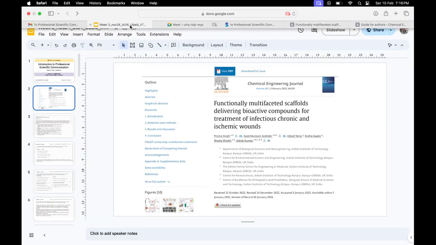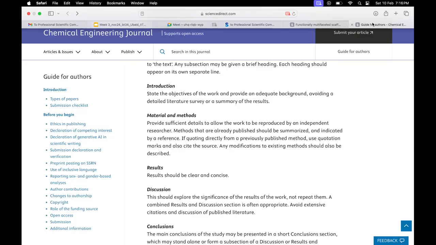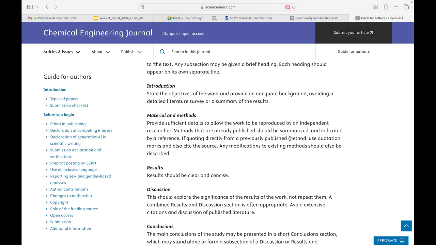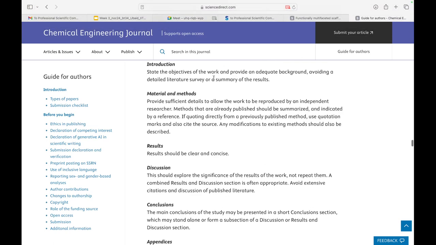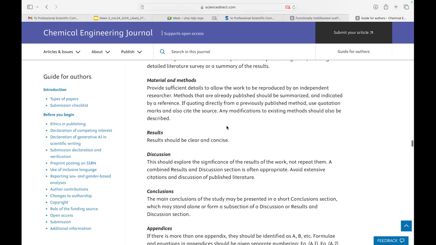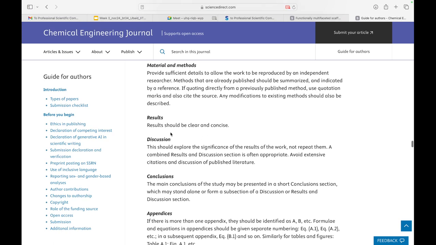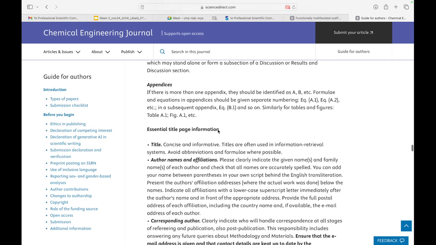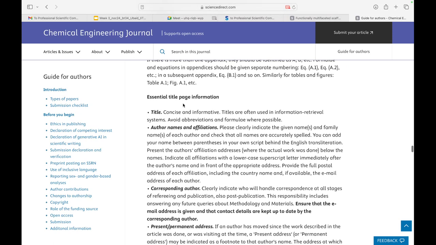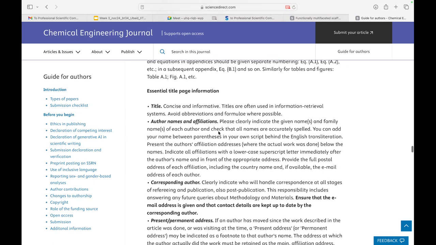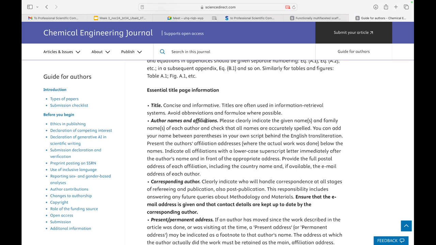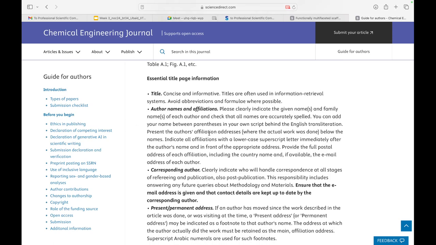So I was here. Everything is written there. So results, they have made it clear, everything. So this title, author: how to write the title, what should be the format, how to write the names of the authors. Should we write the first name first and then last name, or last name first? Everything is written.